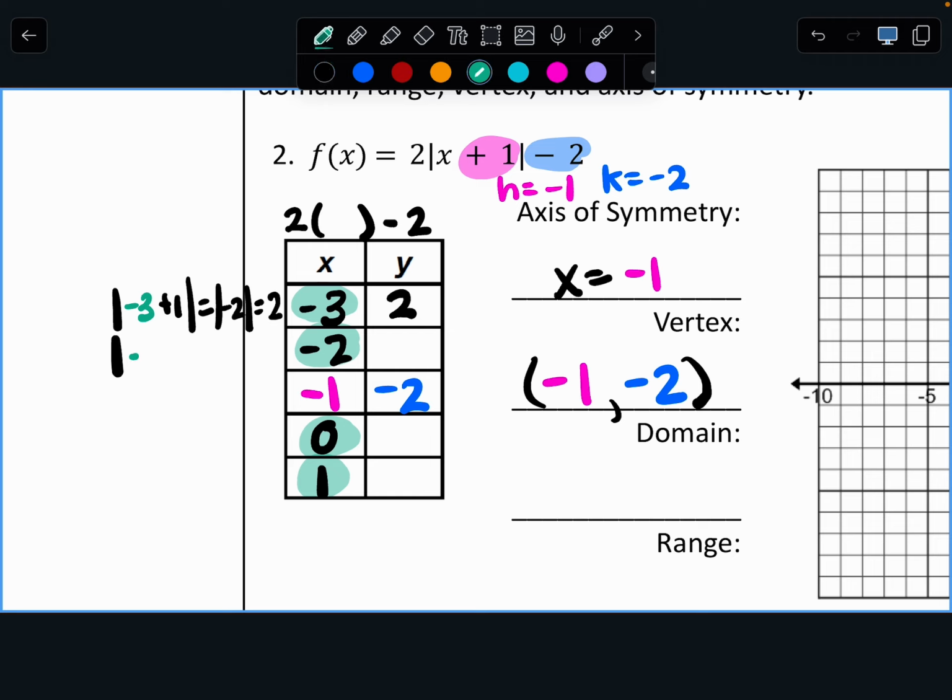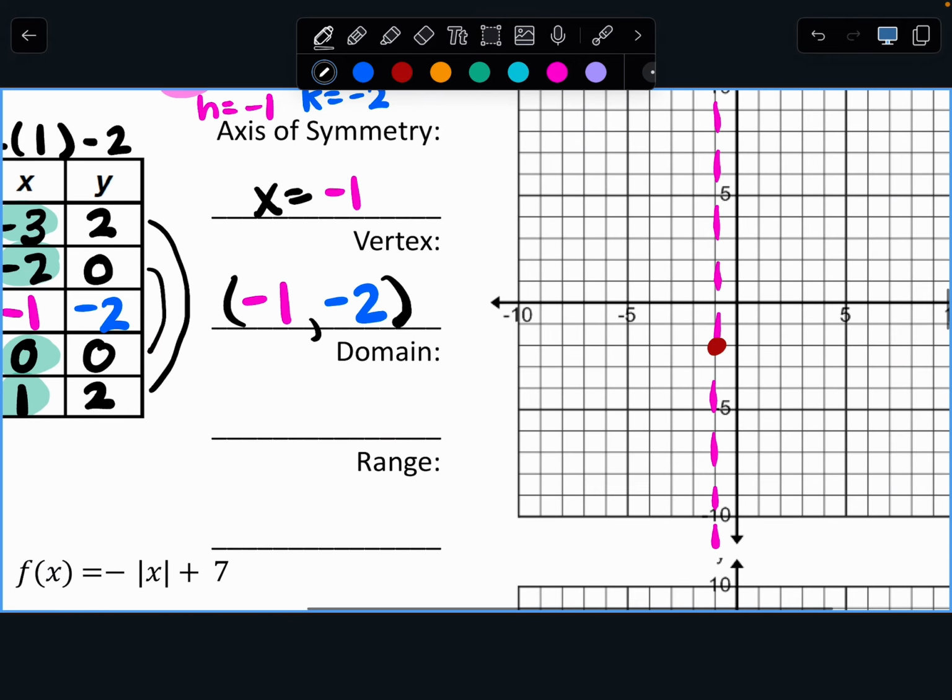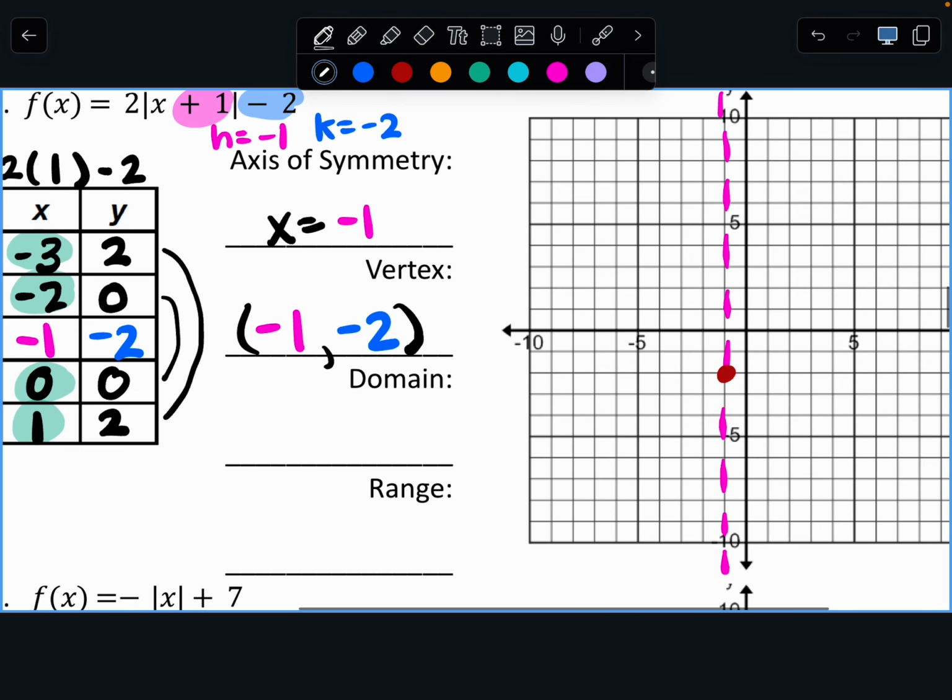So now I have -2 plus 1. That would be the absolute value of -1, which is +1. Now I can put +1 in my parentheses. 2 times 1 minus 2 is 0. And now I'll just plug in the rest of the values. Again, you can evaluate the rest if you want to, but these should repeat. Plot it on the graph: -3, 2; -2, 0; 0, 0; and 1, 2.